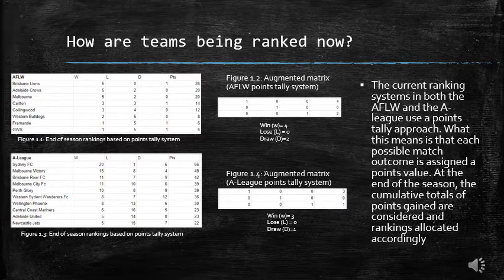The two sport codes in focus use different points values. The AFLW considers a win as 4 points and a draw as 2, that is half a win, and the A-League, however, considers a draw to only be worth a third of a win, that is, a win is 3 and a draw is 1.